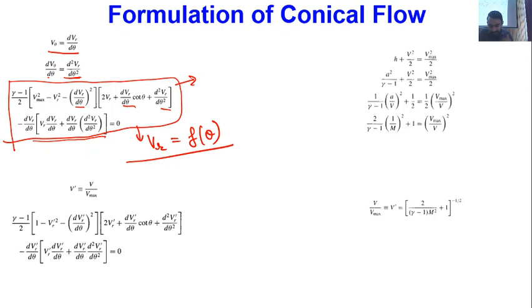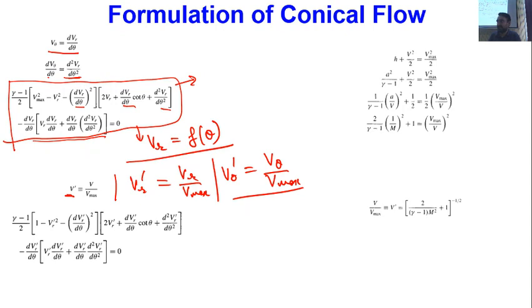Another important form of this equation, which is of interest many times in non-dimensional analysis: we can write non-dimensional velocities v dash as v by v max. Similarly, vr dash will be vr by v max, and v theta dash will be v theta by v max. So I have non-dimensionalized the velocities. If I try to write down this equation in non-dimensional form, then everywhere I have to replace v with v dash into v max. So here v I have to replace with v dash into v max.